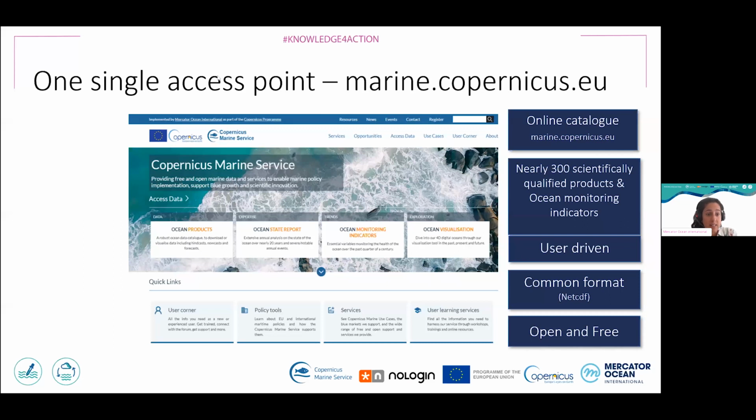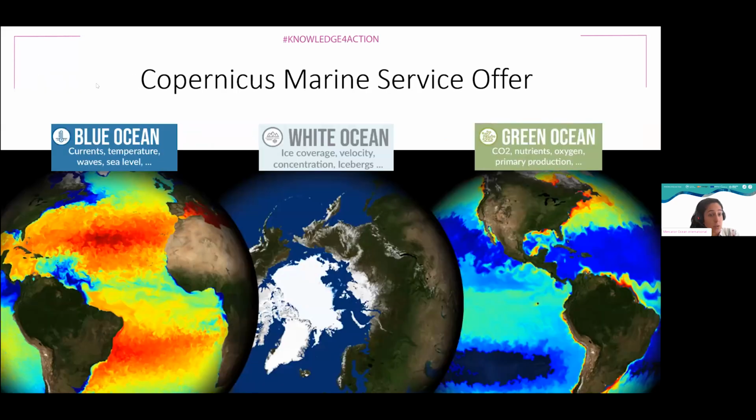So how can you access the service? Through our website, marine.copernicus.eu. On our website, you will find an extensive catalog of nearly 300 products, as well as ocean monitoring indicators. You will find them in one single format, so that it is easy for you to download and use. The singularity of Copernicus and all the Copernicus services is that the data is free, open source, free of charge, and accessible to everyone in the world.